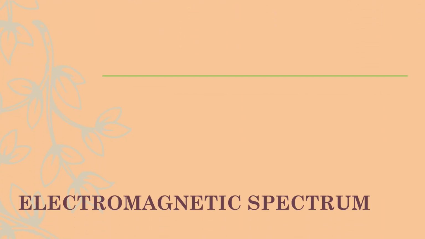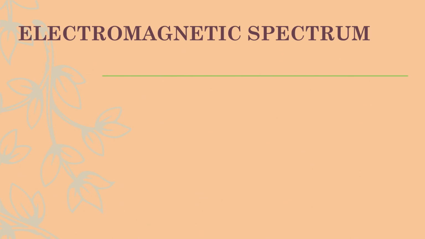When we think of light, we only think of what our eyes can see. However, the light that our eyes can see is just a part of the total amount of light that surrounds us. In connection with that, this video is going to tackle the electromagnetic spectrum. So what is the electromagnetic spectrum?